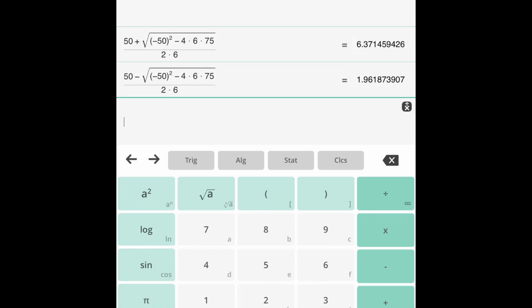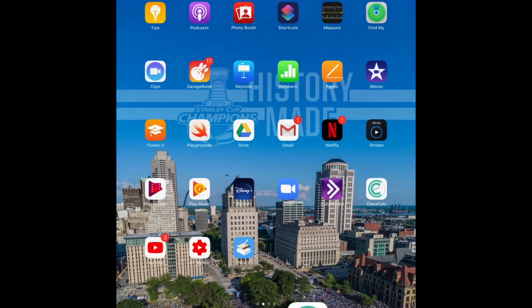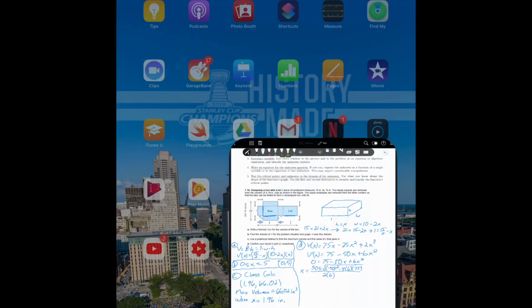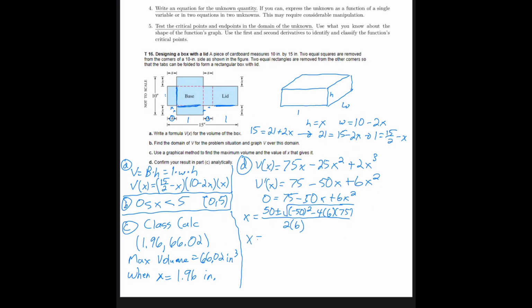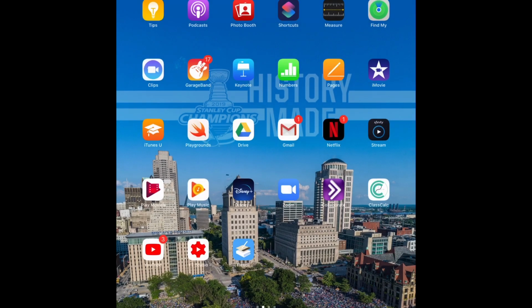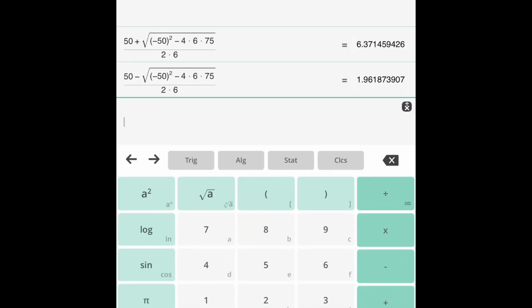Because that's not in our domain. So now what we want to do is double click on that, and it'll give you the whole thing again. And now we want to just change this to a minus. And if I hit enter, I get the answer I'm looking for, 1.96. So when we solve this, we get x equals 1.96. And then if you want to find V of 1.96, we plug that into our original equation.